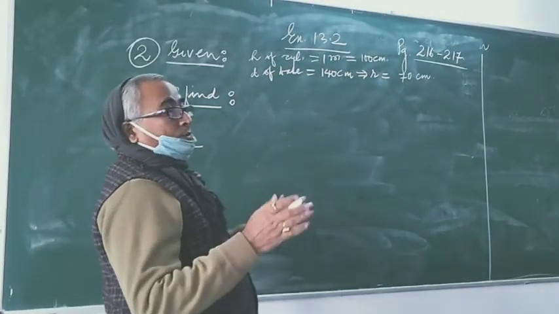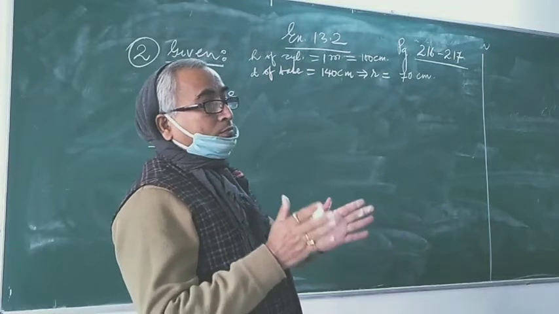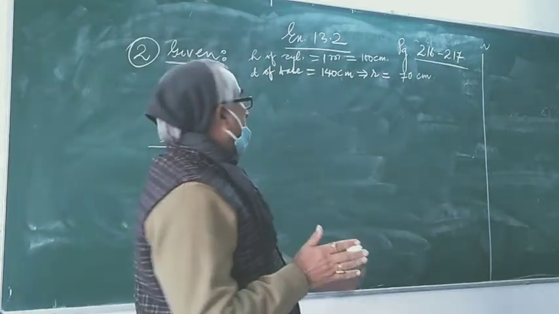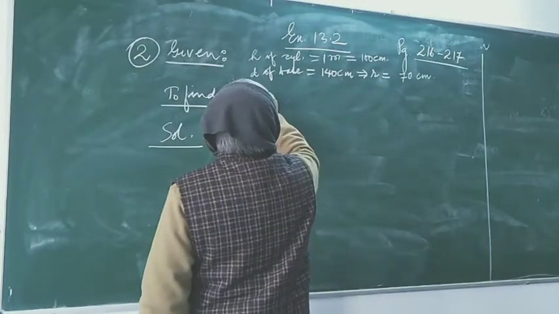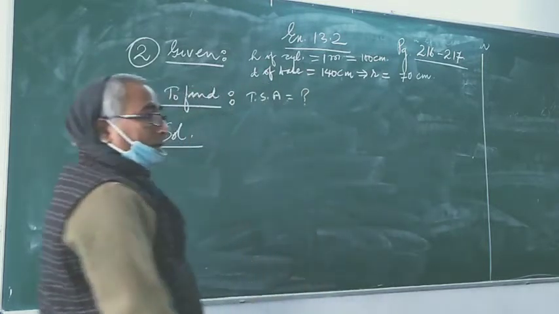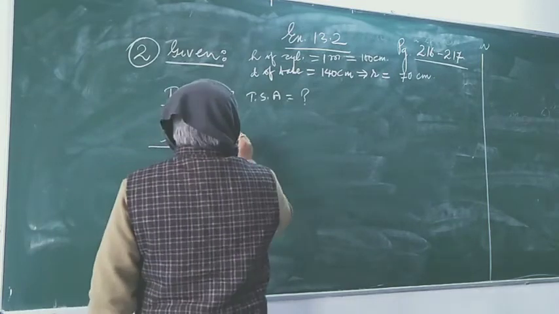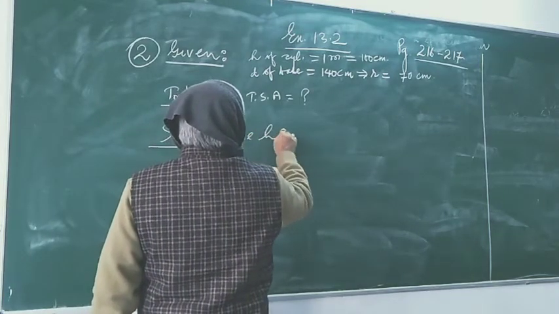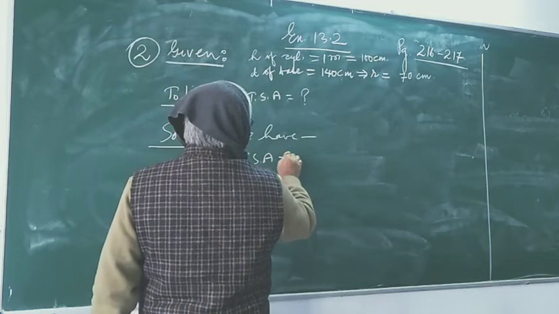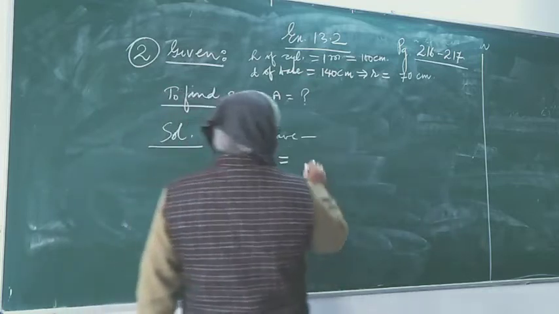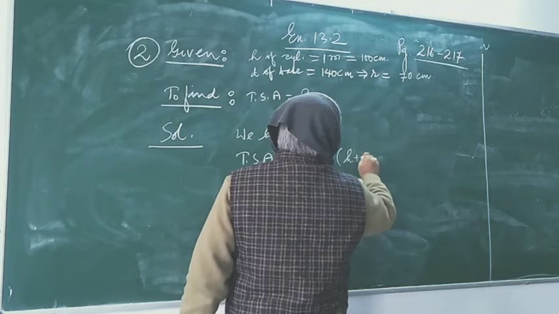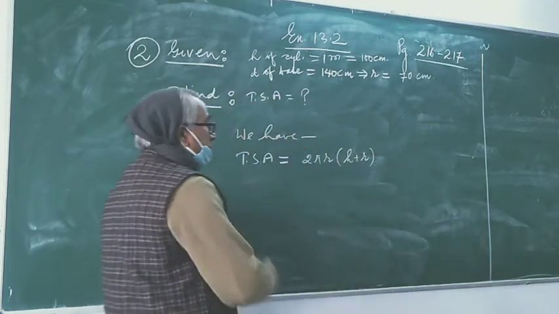Since it is closed from top and bottom, we have to find out which surface area? Curved or total? Total. To find the total surface area, clear? How to find it? We have TSA, the total surface area, and what formula is there? 2 pi r inside the bracket h plus r. This much information is needed.